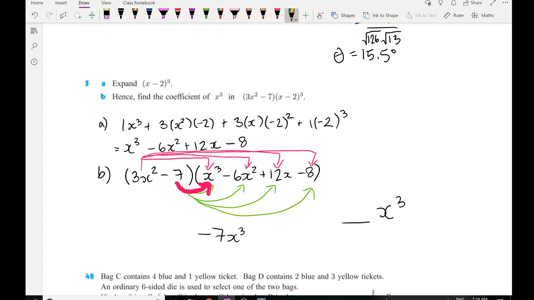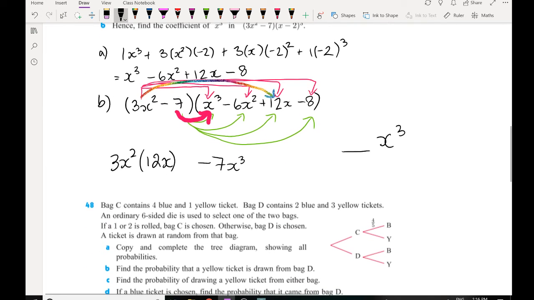So if I multiply that 3x squared to that 12x, that's going to give me my x cubed term there. And combined, when I simplify and gather like terms at the end, that's going to give me my overall x cubed term. So 3x squared times 12x is 36x cubed. But then I'm subtracting 7x cubed because that's my other x cubed term. And so this simplifies to be 29x cubed. And that's the term that I'm looking for right there.